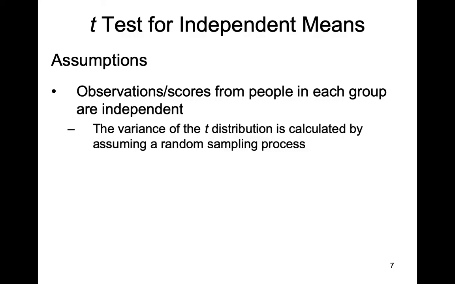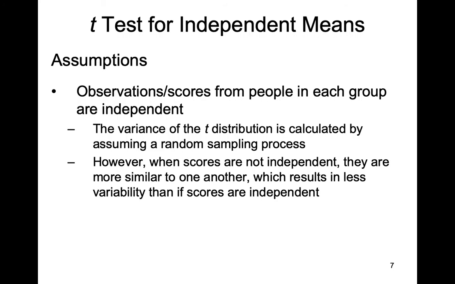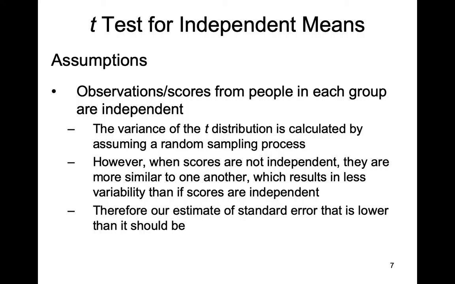The variance of the t-distribution is calculated by assuming a random sampling process. And so that is a fundamental assumption, that the observations have to be independent. The reason is because when scores are not independent, they are more similar to one another, and the result is less variability than if the scores are independent.